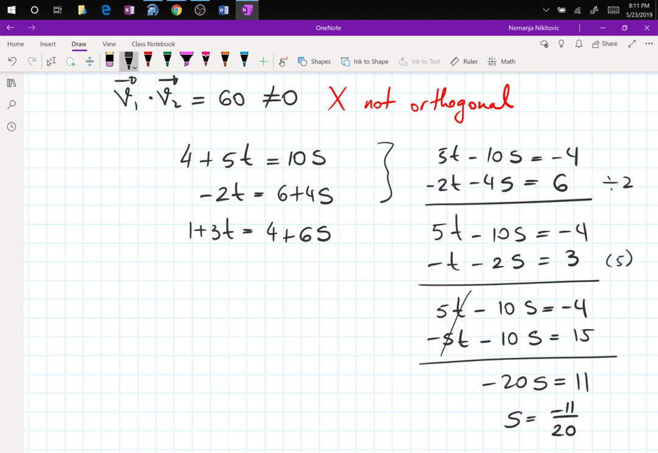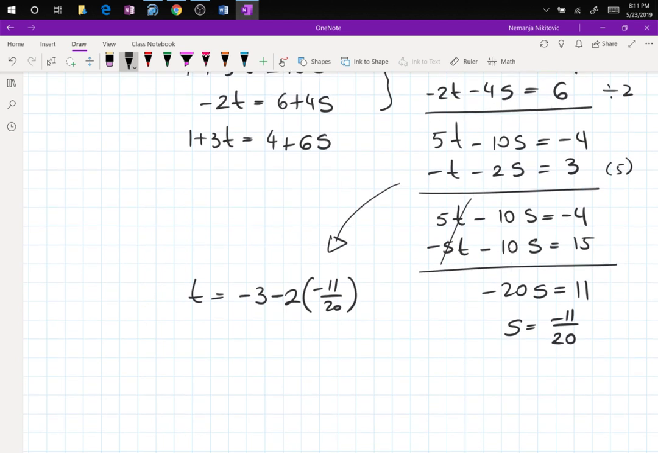So now that we have s, we can go back into any of the equations and calculate our t. So from this equation here, I have that t is equal to negative 3 minus 2 times s, and s is negative 11 over 20. Holy nightmare, really? t equals negative 3 plus 11 over 10. So this is negative 30, negative 19 over 10.